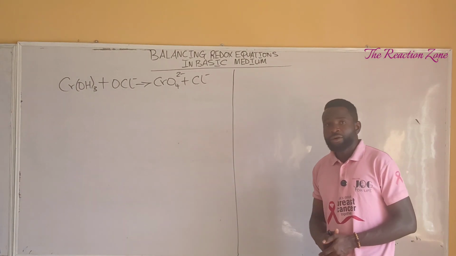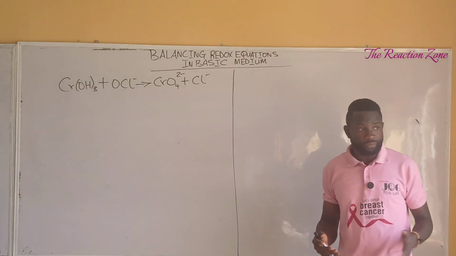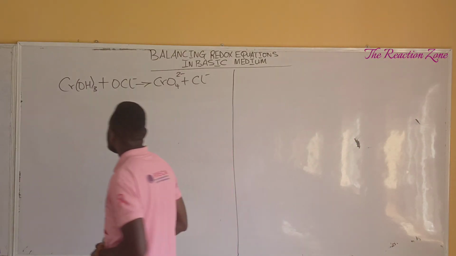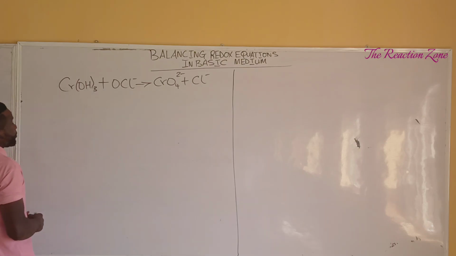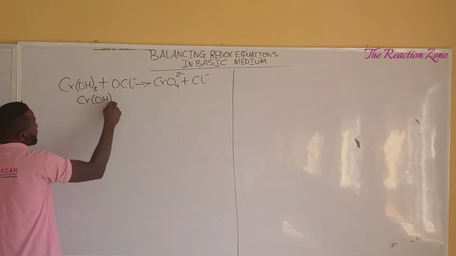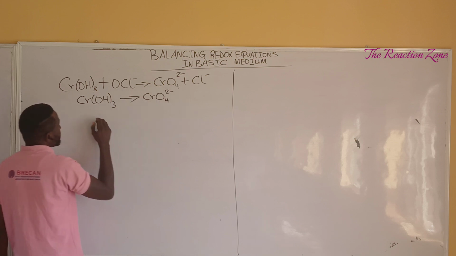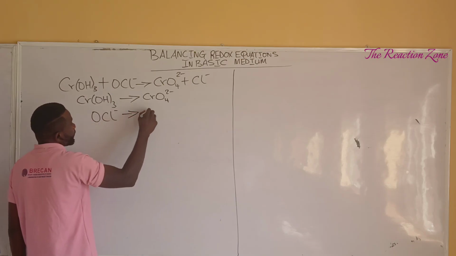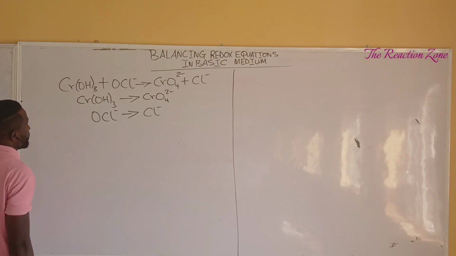In today's lesson, we're going to look at how to balance the redox equation on the board in basic medium using the Ion-Electron method. So, the first thing we have to do is to split this redox equation into two half equations. The first one will be this, to give us CrO4 2 minus, and the second one will be OCl minus to give us Cl minus.